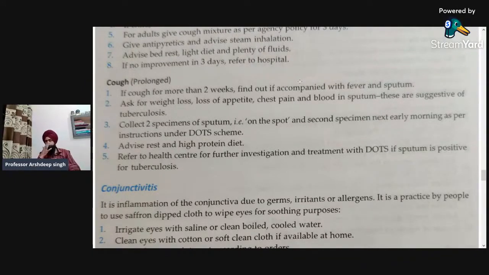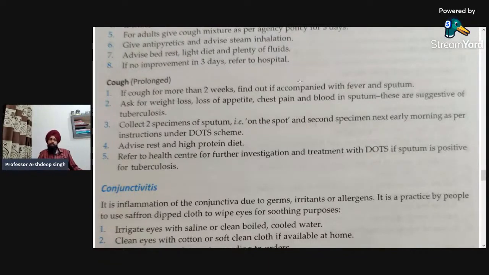Like we were studying about the sore throat. So when there is the presence of the white patches in the throat, that may be associated with diphtheria. Likewise, when we are talking about cough and it is a prolonged cough, for example, for more than 2 to 3 weeks, and is associated with fever and sputum, that can be related with the presence of the tuberculosis. That means a person can be suffering from the tuberculosis. Okay, so what are the signs and how would we manage it?